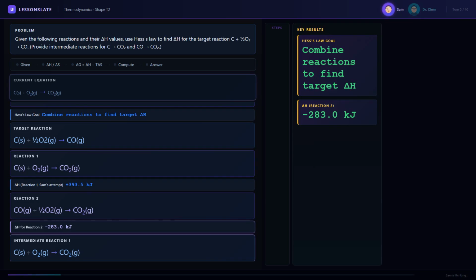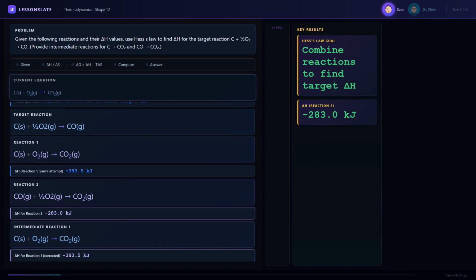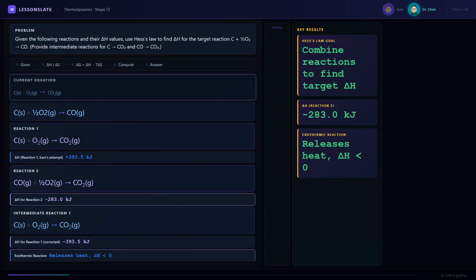Oh, right. Exothermic means it releases heat, so delta H should be negative. I must have mixed up the sign. So for solid carbon plus oxygen gas yields carbon dioxide gas, delta H should be negative 393.5 kilojoules, not positive. Thanks for catching that, Dr. Chen. Excellent, Sam. You've correctly identified that for an exothermic reaction like the combustion of carbon, delta H should indeed be negative. So, solid carbon plus oxygen gas yields carbon dioxide gas has a delta H of negative 393.5 kilojoules.